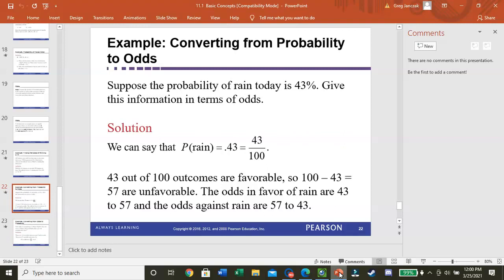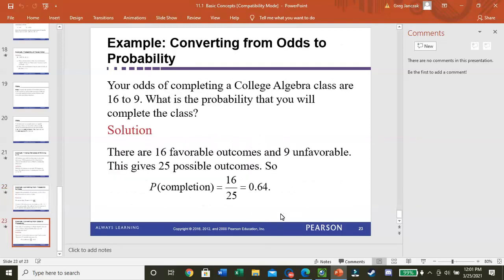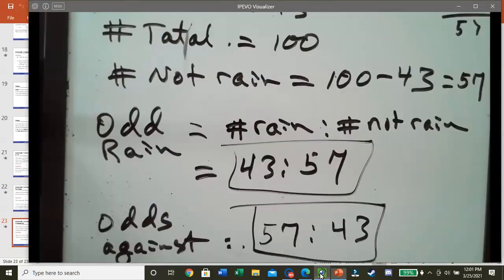So odds against, so we want to find the probability. Suppose the probability of rain today is 43. Give the information in terms of odds. So here's probability for rain, and they gave odds in favor and odds against. Good exercise on that one. Your odds of completing college algebra class are 16 to 9. What is the probability of completing the class?